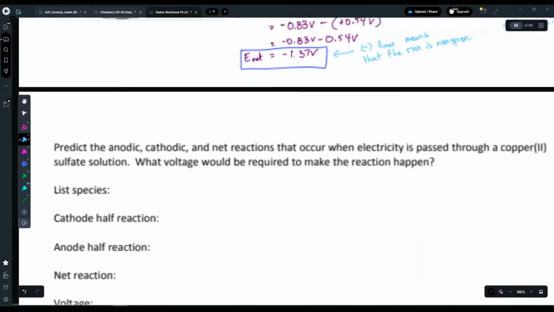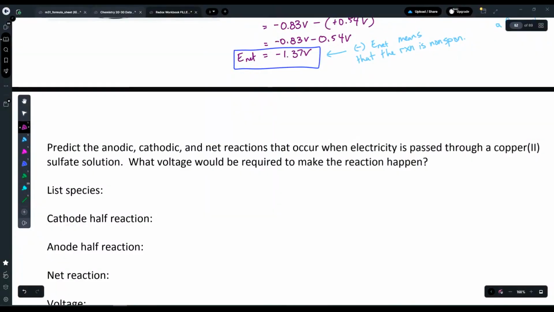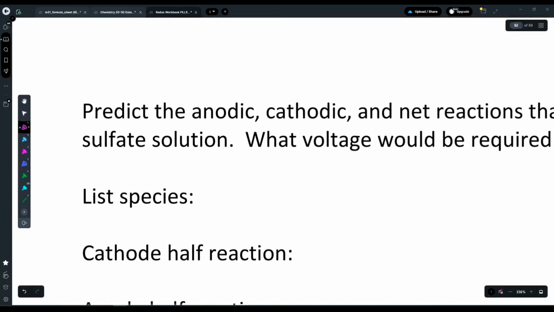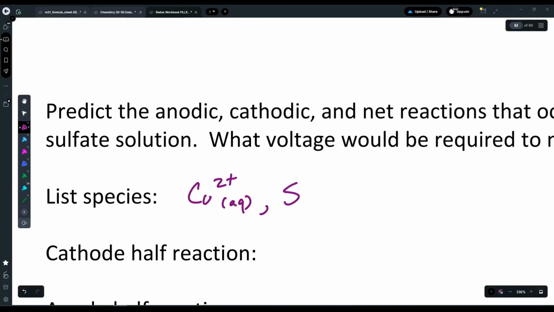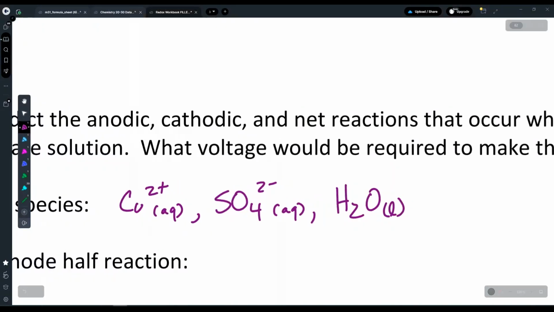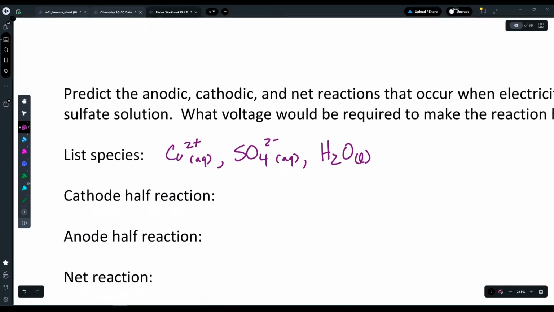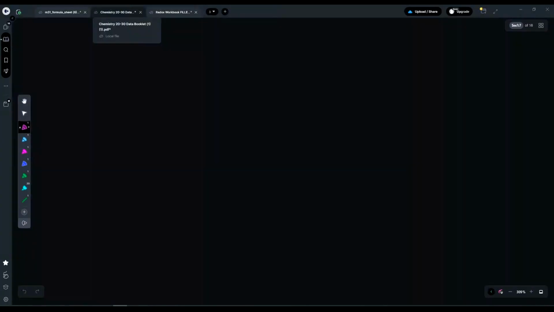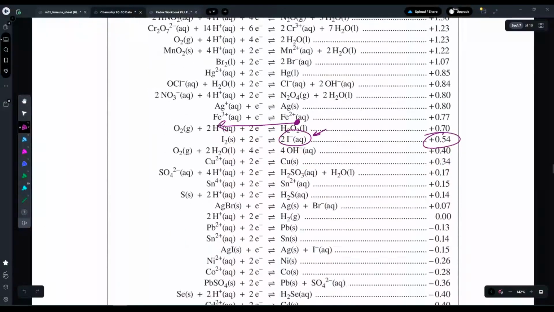Okay, so let's start off with our species list. So copper 2 sulfate solution. Solution tells us that we're able to dissolve this in water, and since it's an ionic compound, it's going to dissociate. So we've got our copper 2 plus ions, we've got our sulfate ions. Because it's a solution, we know water is present, and that is everything. Okay, so let's figure out what our SOA and SRA are.